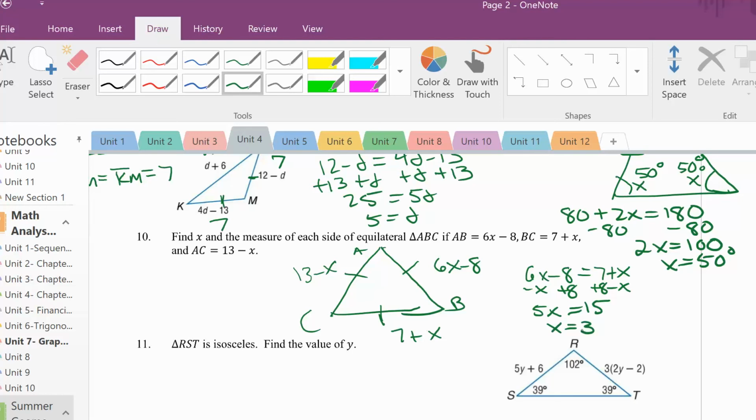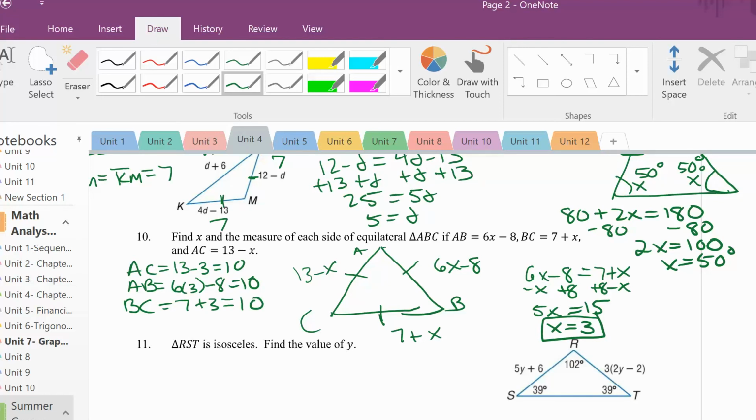And then to find the measure of each side, we'll just put the 3 back in. So AC equals 13 minus 3, which is 10. AB is 6 times 3 minus 8, which is also 10. And BC is 7 plus 3, which is also 10. So notice they're all equal to 10, which means it's equilateral, which it is.